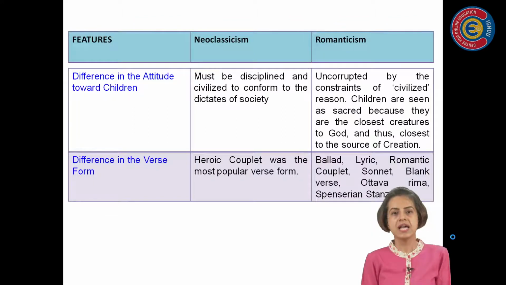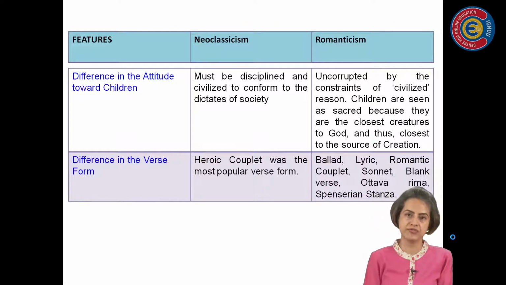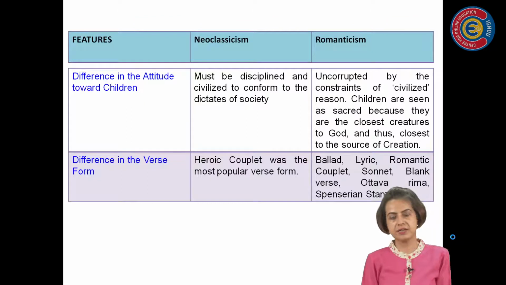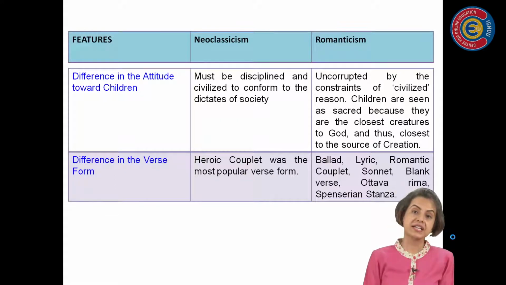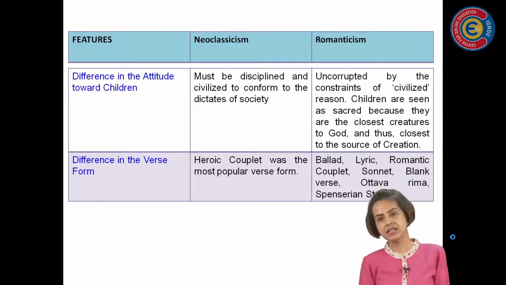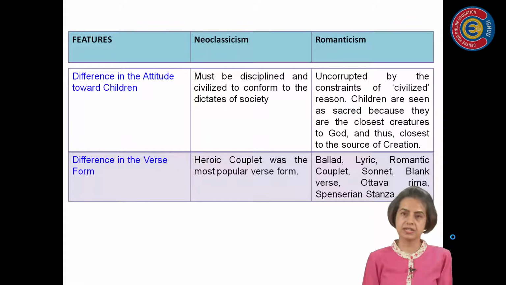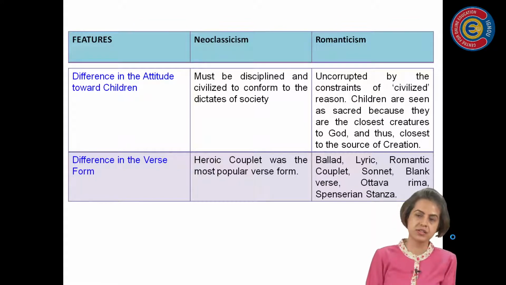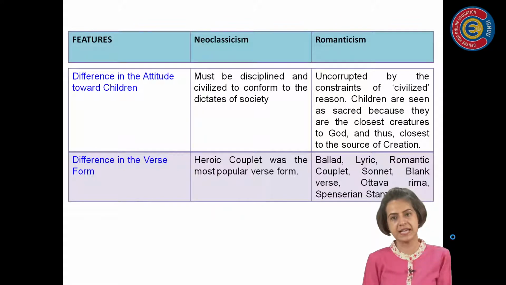In terms of the difference in the verse form, we see that heroic couplet was the most popular verse form during the neoclassical period, whereas in the Romantic period, we see the emergence, in fact, the re-emergence of the ballad, the lyric, the romantic couplet, the sonnet, the blank verse, ottava rima, and the Spenserian stanza.